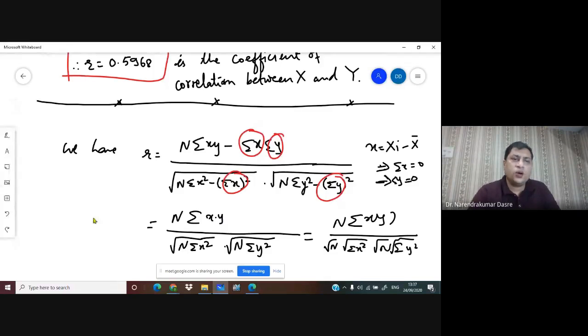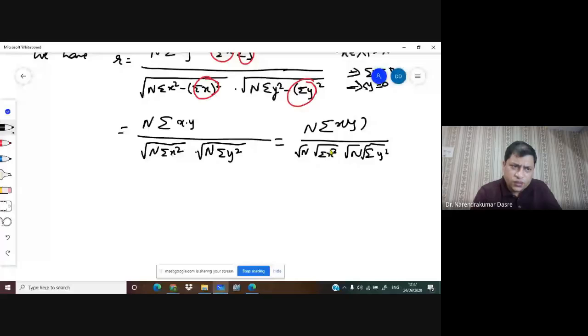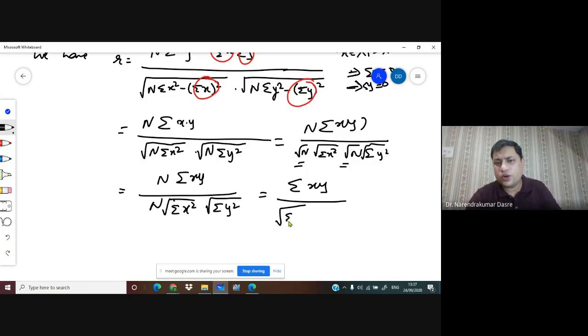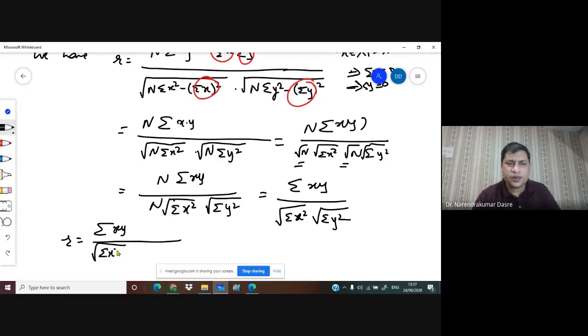Okay, now what happens here? So this n summation x into y, this root n and this root n will become root of n square, so it will become n. And here it remains root of summation x square, here it remains root of summation y square. This n will get cancelled and you will be having summation xy upon root of summation x square and root of summation y square. So later on I modified this formula to be summation xy upon root of summation x square and root of summation y square.